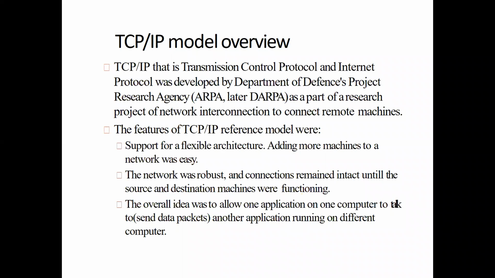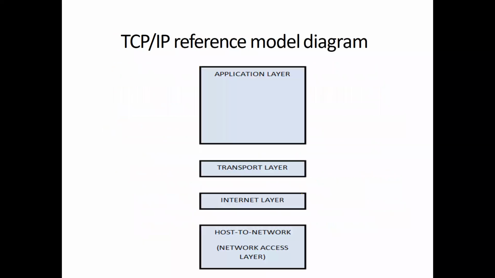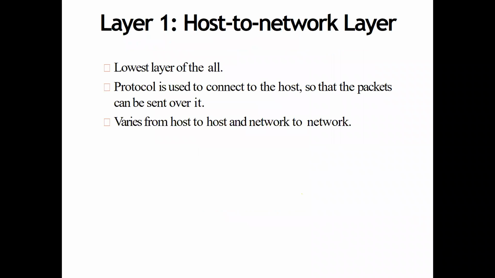The overall idea was to allow one application on one computer to talk to another application running on a different computer. See, how many layers are there? Only 4 layers. Which layers are there? Host to network, internet layer, transport layer, and application layer. So this is the TCP/IP reference model. Total 7 layers are there in OSI. Total 4 layers are there in TCP/IP. Always remember.